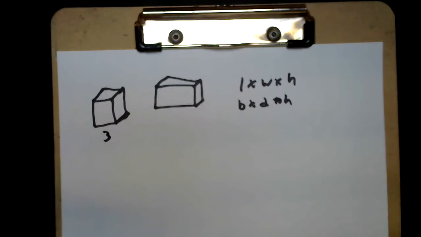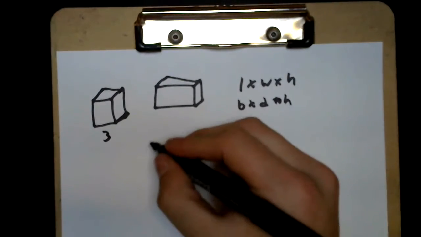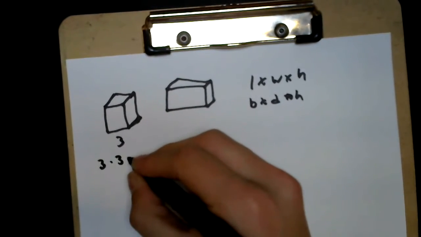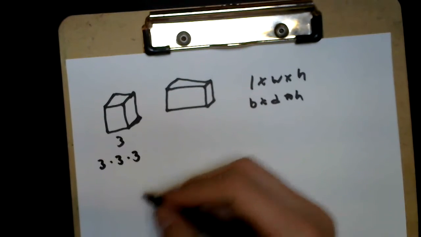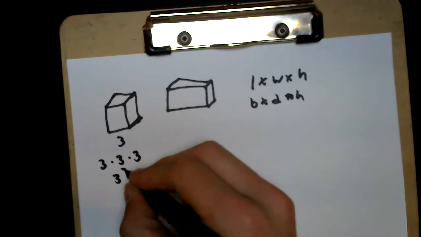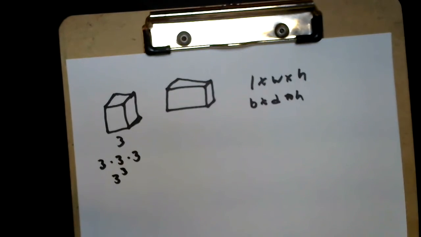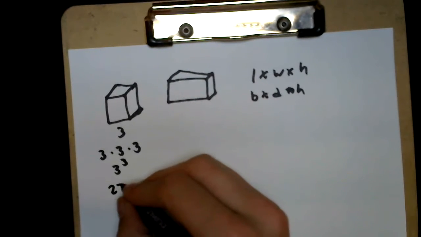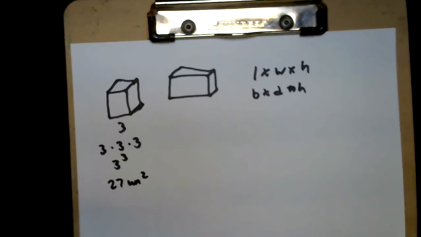Well, a cube has all equal sides all the way around. So you could say that it's 3 times 3 times 3, which is also equivalent to 3 to the third, because that's basically what it's written out in extended form. So 3 cubed is 27 units squared. That'll be your volume for the cube.